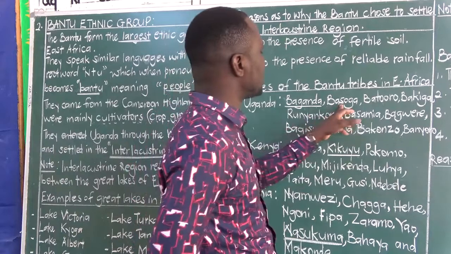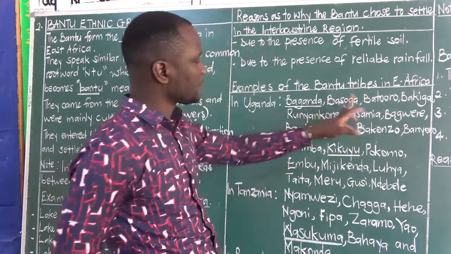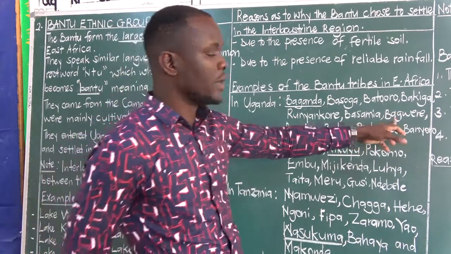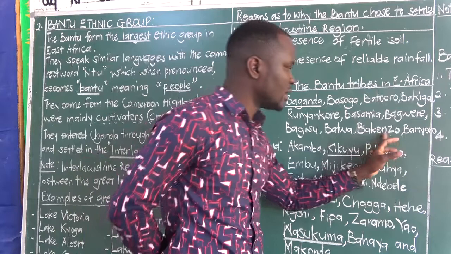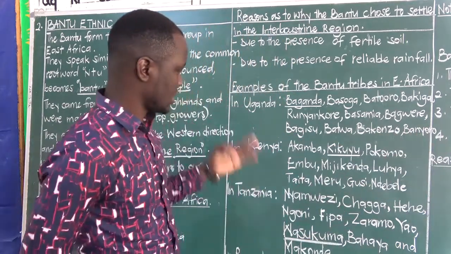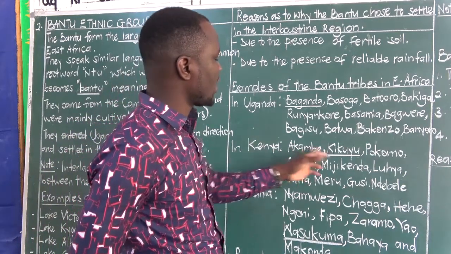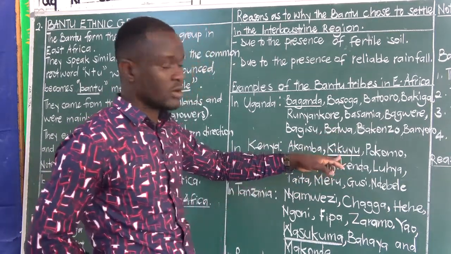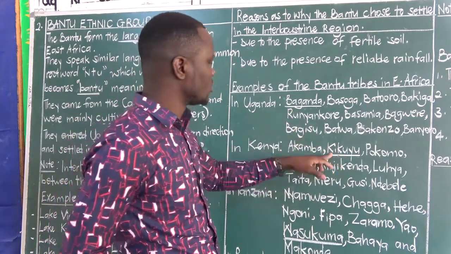Then we have the Basoga, the Batoro, the Bachiga. We have the Runyankore, the Basamia, the Bagwere. Then we have the Bagisu, the Batwa, the Bakonzo, then the Banyoro, among others that are in Uganda. In Kenya, we have the Akamba and the Kikuyu. These are also in Kenya. These form the largest Bantu tribes.